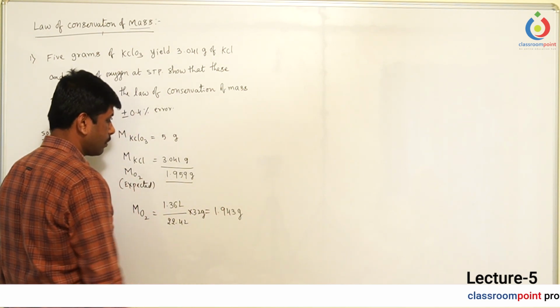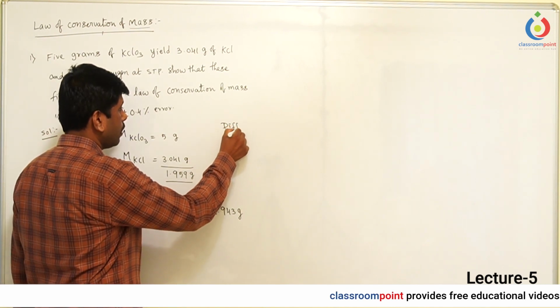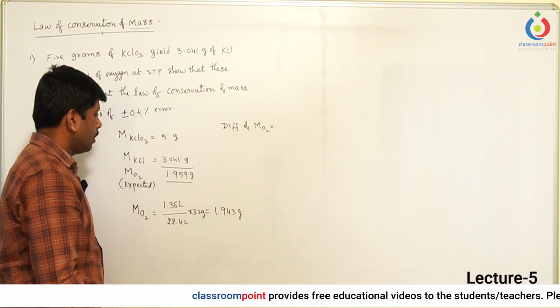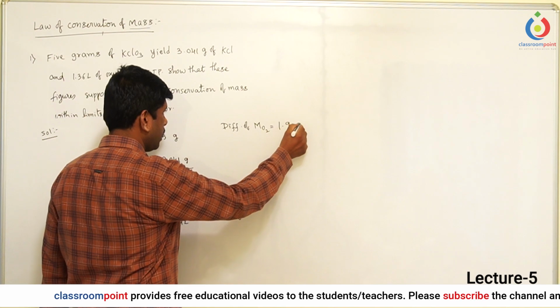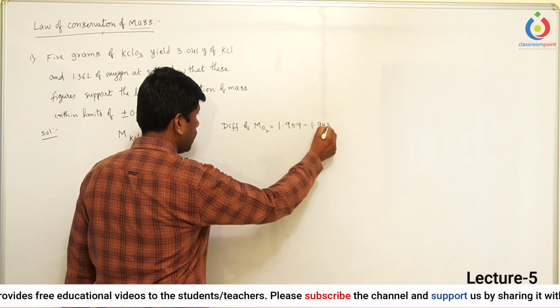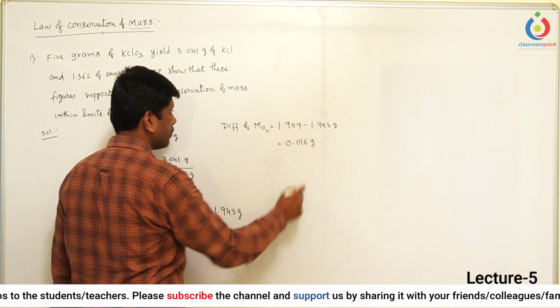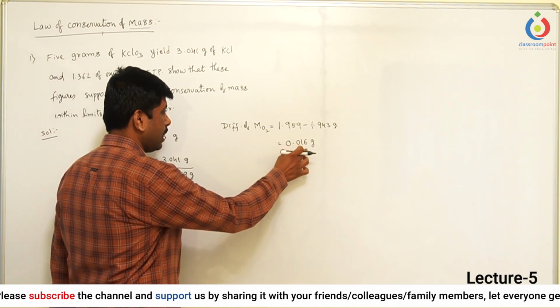1.943 grams. So the difference of the mass, difference of mass of oxygen. Starting mass, how much? Here it is given 1.959 grams minus this 1.943 grams. So this value equals 0.016 grams. So here it is, this much error is there.